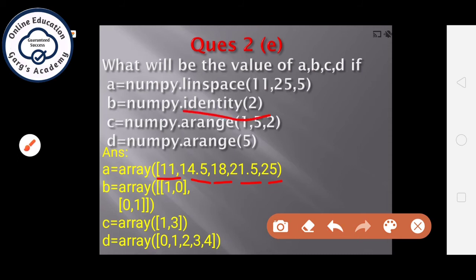Next, identity function. It is the same as I function and it will give an array with given dimension as unit matrix and it will give the result as.